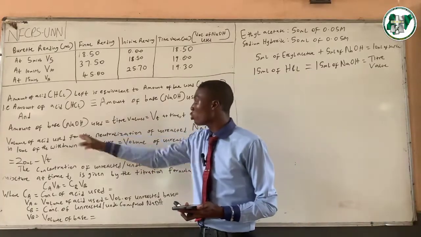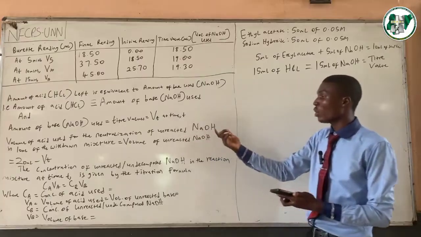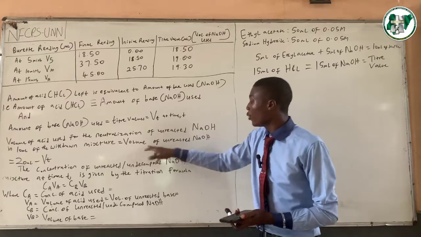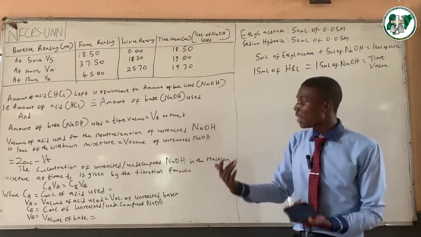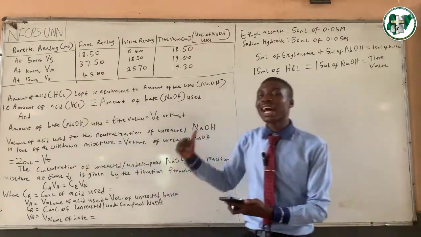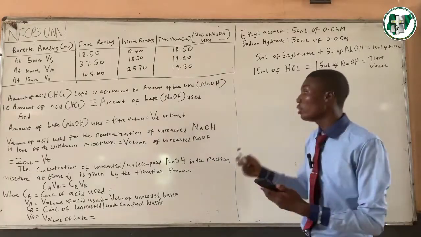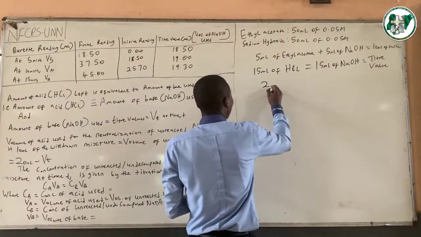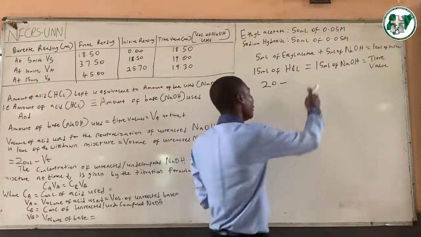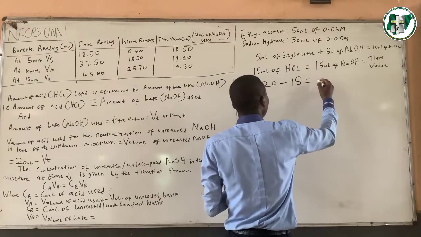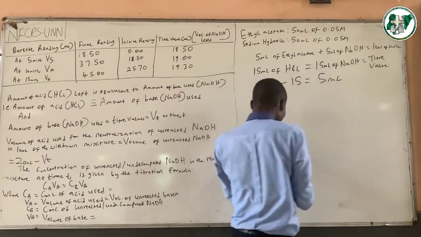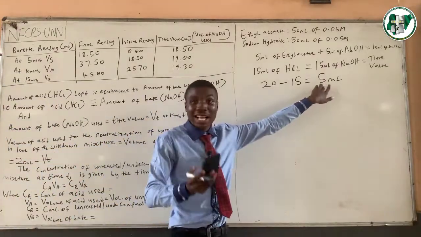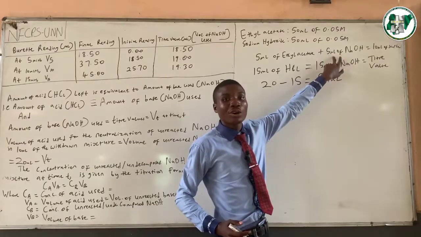So the volume of acid used for the neutralization of unreacted sodium hydroxide in 10 ml of the withdrawn sample is equivalent to the volume of unreacted sodium hydroxide. It simply means that 20 minus the titer value is going to give you that value. So let me use this as an example. 20 minus titer value. What's our titer value? 15 ml of sodium hydroxide. What's that going to give me? 5 ml. So it simply means that the volume of unreacted sodium hydroxide is 5 ml. And that tallies with our 5 ml we mentioned at the start.